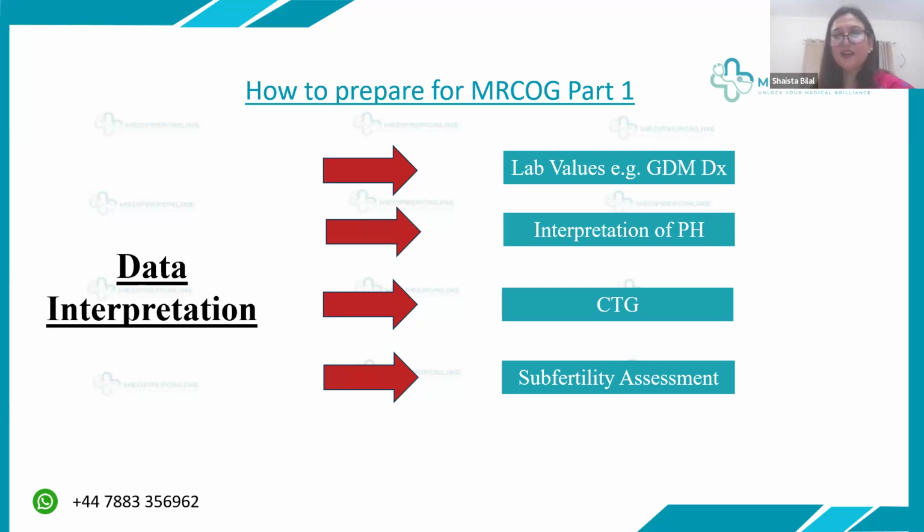Infertility assessment: the WHO criteria of semen analysis, you should remember by heart. What is the normal form morphology? What is the normal sperm count per ml, and what is it per ejaculate? So everything you should know in detail.